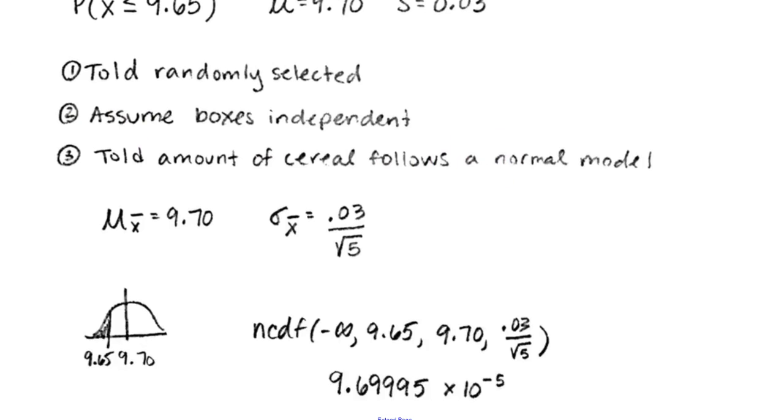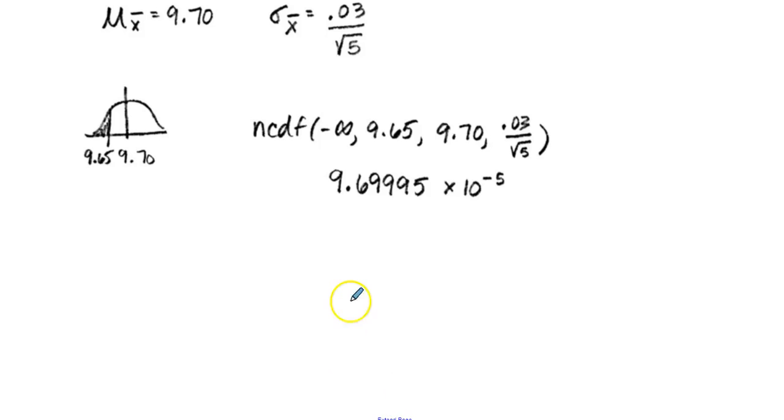Then using my formula page, mean and standard deviation, I'm looking at less than or equal to 9.65. So negative infinity, 9.65, our mean, our standard deviation, and this is scientific notation. It's a very small probability. You can write your answer like that, or you can write it as 0.00000 96995, dot, dot, dot.